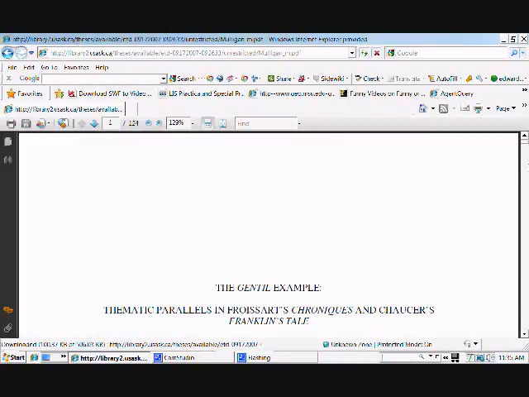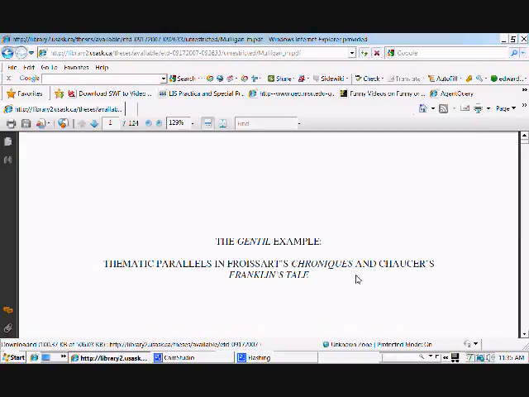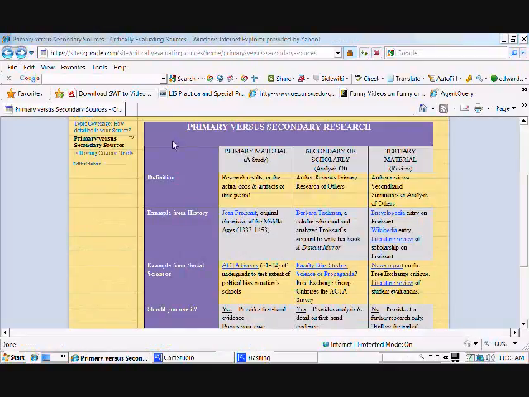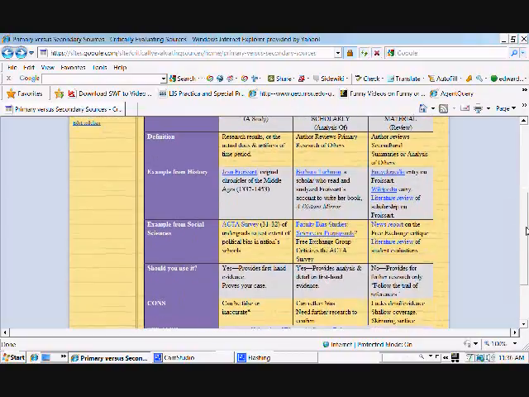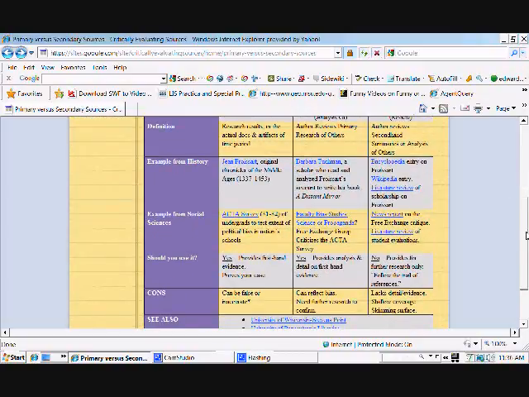The Gentile example, thematic parallels in Froissart's Chroniques and Chaucer's Franklin's Tale. And there would be a literature review on all scholarship related to that. Of course, literature reviews are usually just part of a source, but sometimes you will see just a complete literature review. What you want to look for is probably something like primary research combined with literature review. Of course, all this depends on your professor as well.